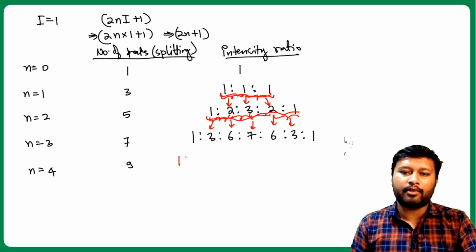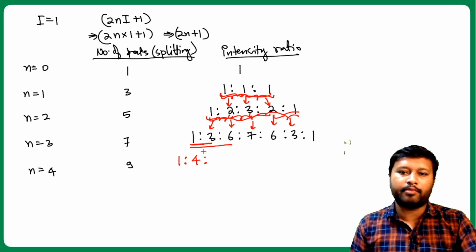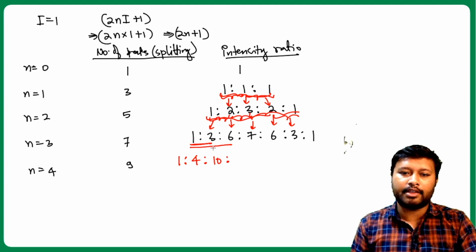I will start from 1, I will add these 2 and I will get 4. Then I will add all these 3 of them. So 1 plus 3 plus 6 will be 10. Then I will add these 3. Okay, so I got 10 here. Now if I add these 3, that will be 16.